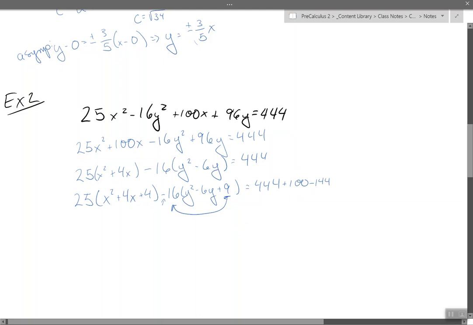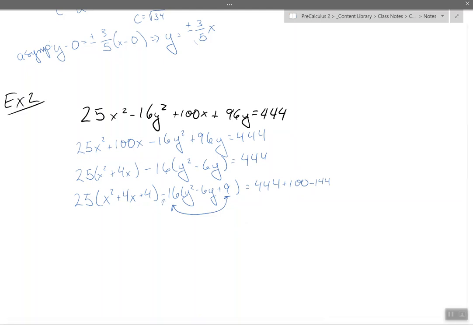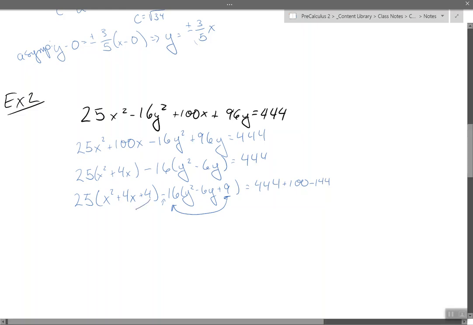So again, we do the completing the square, which is half of that middle term, and then square that. Then we need to multiply it by the leading coefficient and put that number on the other side. So we multiply 4 times 25 gives us positive 100, and then 9 times negative 16 gives us that negative 144.